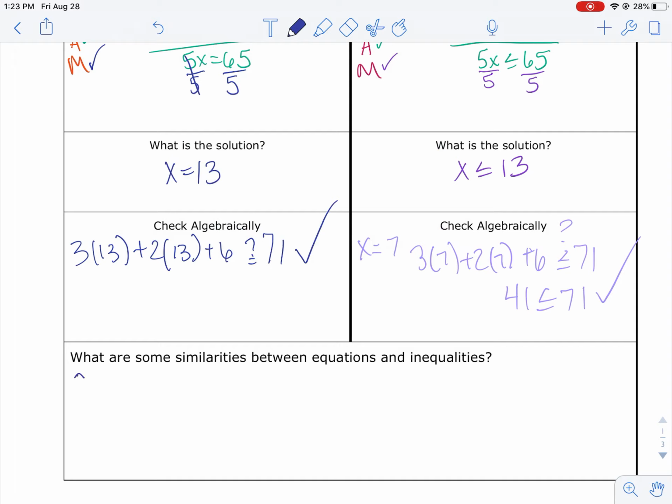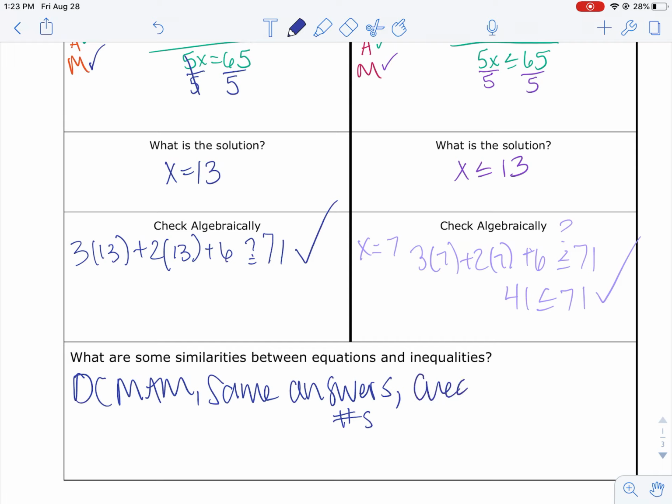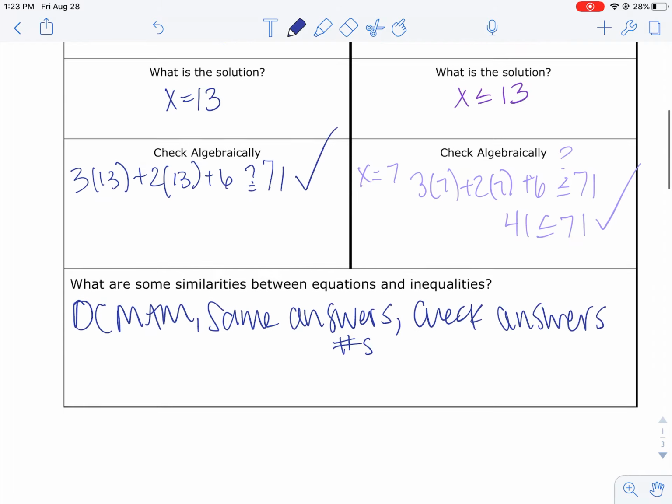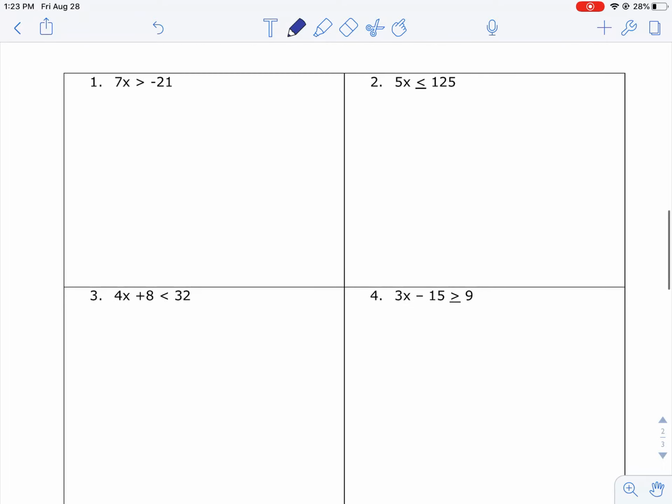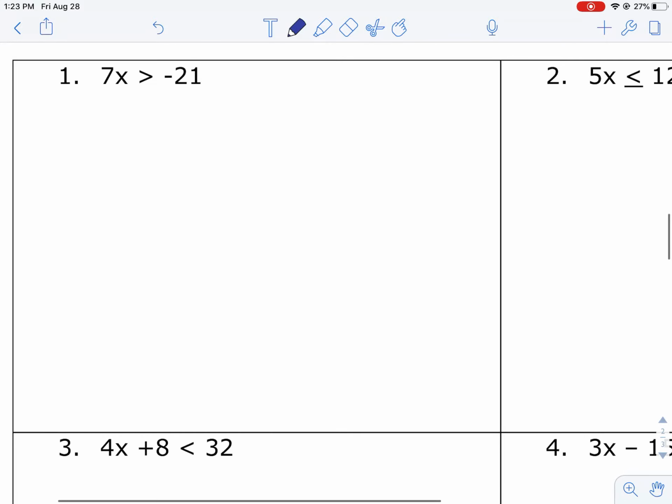So some similarities. For all of these, we use Don't Call Me After Midnight. If you notice, we get the same answers, just different signs, but the same numbers, and we can still check our answers. Okay, so let's look at some examples on the back. With these, we're still using Don't Call Me After Midnight to solve, so just make sure you're still following those same steps.